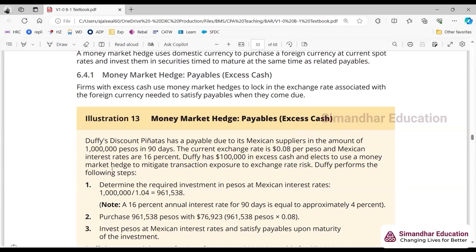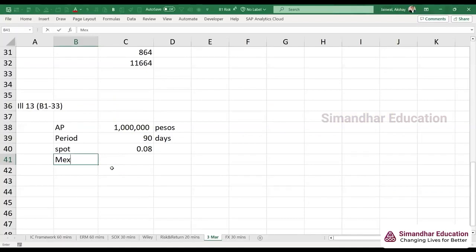Okay. Mexican interest rate is 16%. Let me put that also here. Mexican interest rate is 16%. So what we are basically going to do here is, first of all, we are going to discount this. Okay. Step 1.